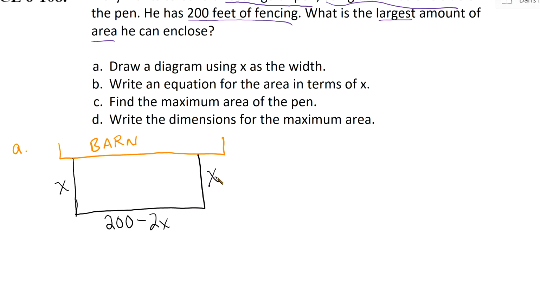Because all you're going to do with these is take the two x's and add them together. And that gives you 2x. You subtract that from 200 to get that length.